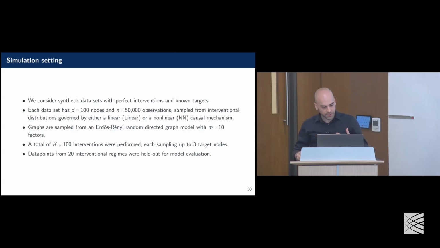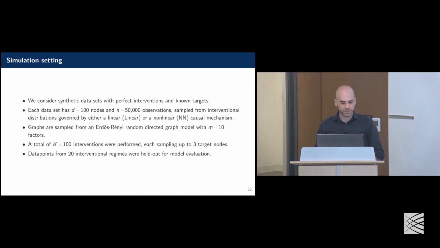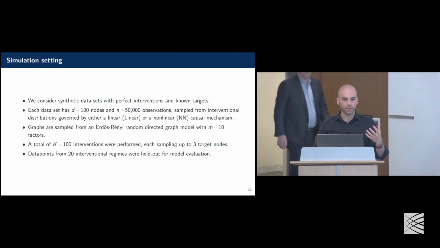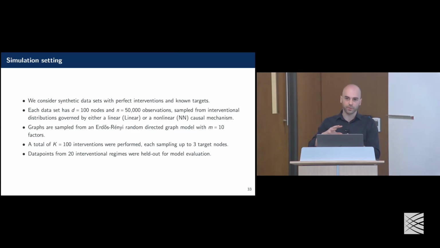So this is the information for the simulation. We have data sets with perfect intervention. The targets are known. Each data set has 100 nodes, 5,000 data points. Things are sampled from an interventional distribution using a linear mechanism, meaning a linear structural equation model that I've shown you before, or nonlinear, meaning you have a neural net with some hidden layers. And the graph is sampled from an Erdos-Renyi random directed graph model with factors. We assume that the data is generated from a factor graph already. And we have 100 interventions, and we take 20 of them out for the scoring, the holdout for model evaluation.